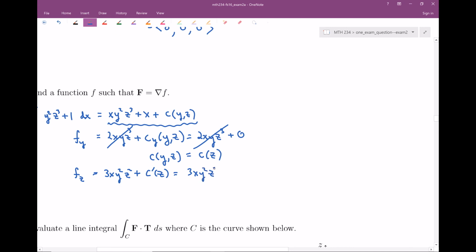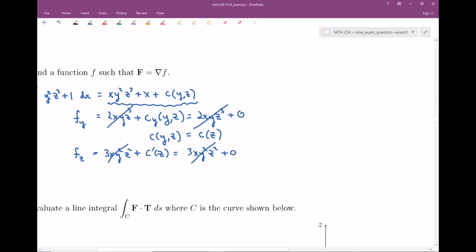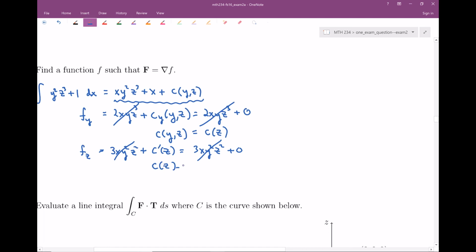3xy squared z squared. And so again, we can see that these perfectly cancel out. We get plus 0, so c prime of z is actually equal to 0. So the derivative is 0. That means it must have come from a constant function, right? If you were to just integrate this, we would get c of z is some constant. I don't know what it is, but it is indeed a true constant in this case. And so therefore, my function f here, again, going back to this line, is xy squared z cubed plus x plus a true constant of integration. And I'm sure now that there are no y's, there are no z's, anything like this.